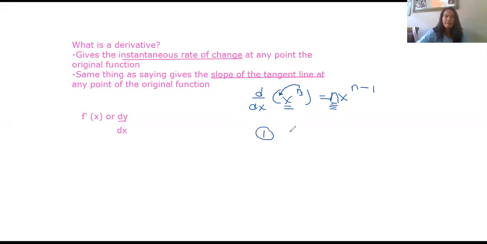If I have, let's say, what's the derivative of x to the third? So what I would do here is I would take this power and I would put it in front, and then whatever that power is, I would minus 1. So it's 3 minus 1, that gives me 2. Let's see, I got some other examples.